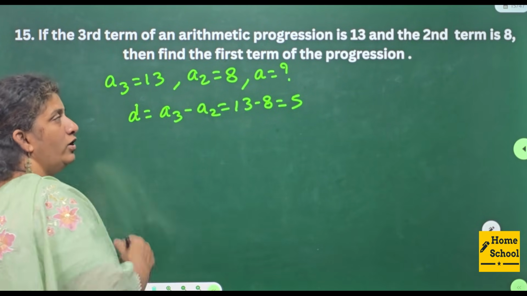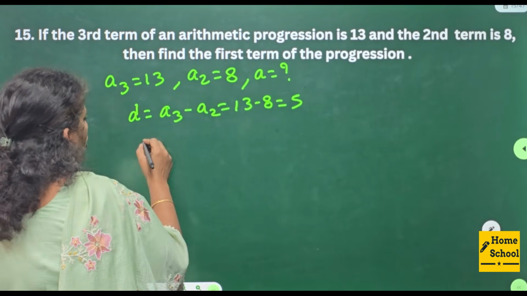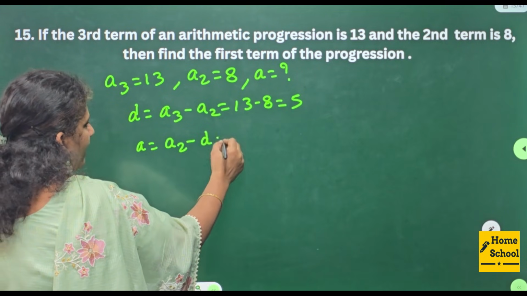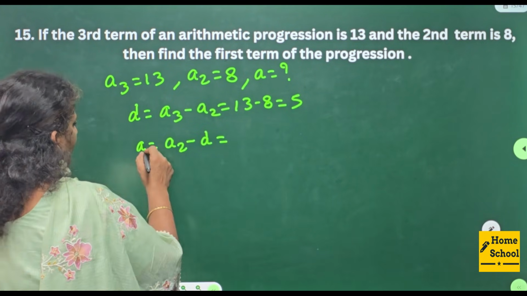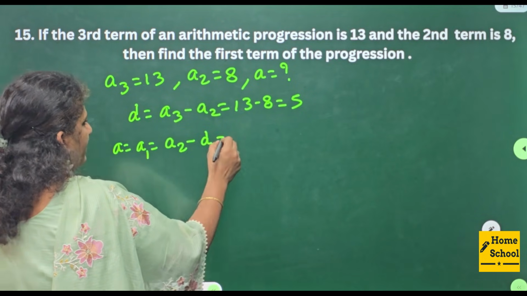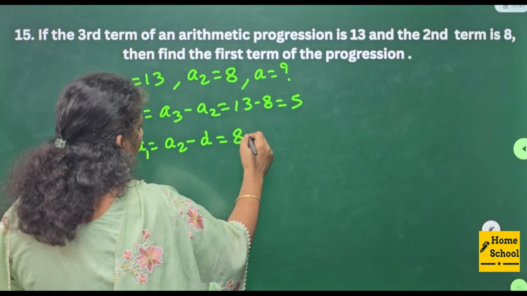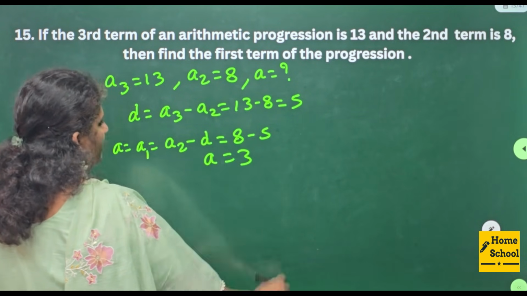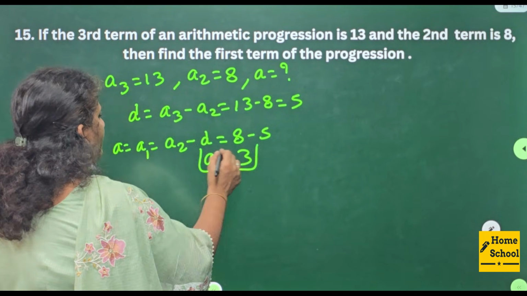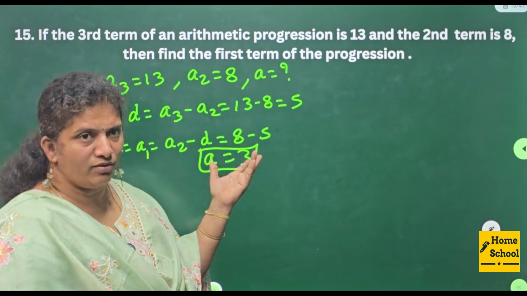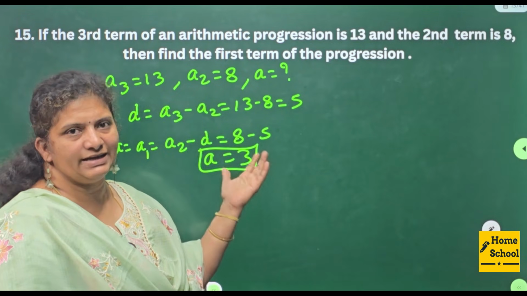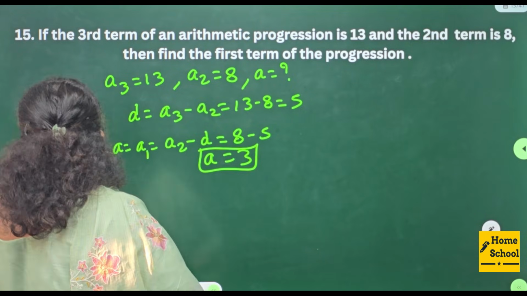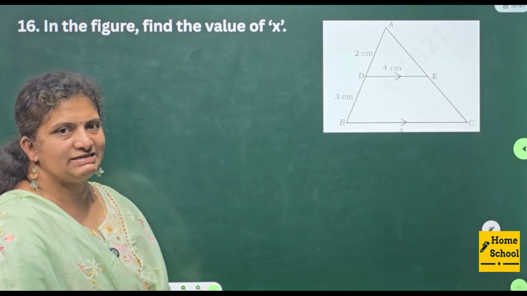Right? Now, in order to get a, just subtract d from a2. A or a1, you can write this. That is, a2 value is 8. From 8, if you subtract common difference 5, therefore a or a1 is equal to 3. Or else, you can go with the general form. a plus 2d equal to 13, a plus d equal to 8. In that way also, you can find a. Okay, what is your first term? First term is 3.